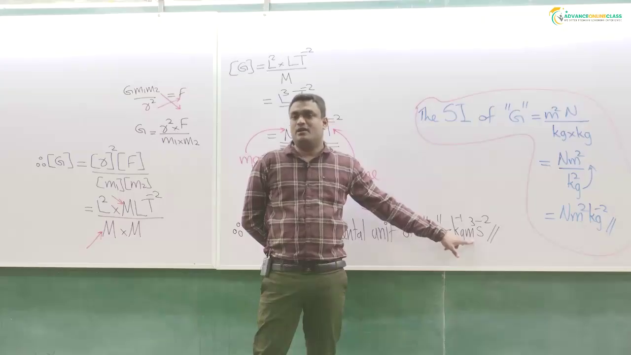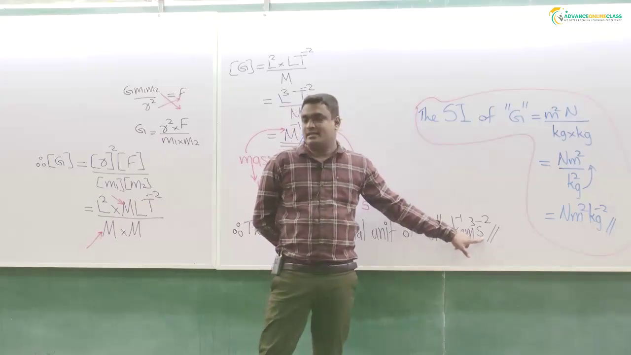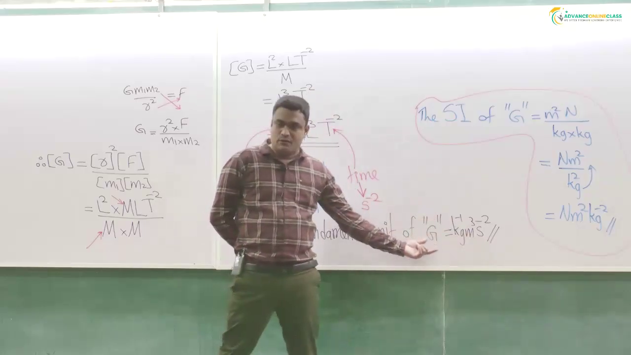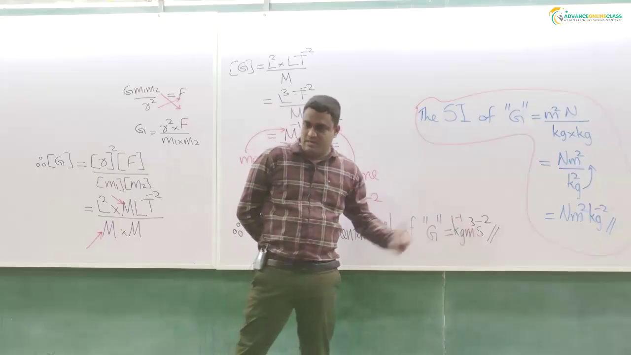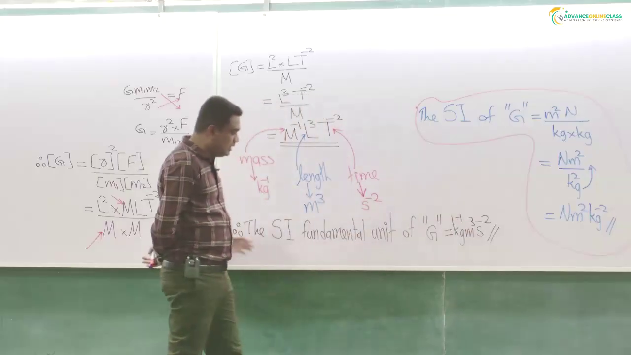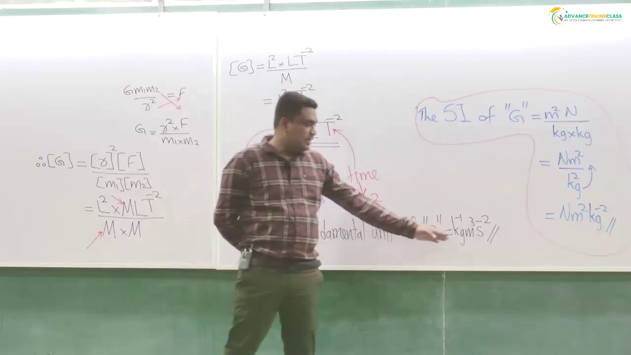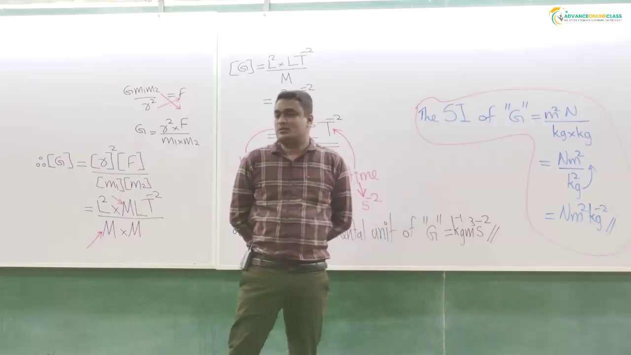Meter is the unit of length. Length is a fundamental physical quantity. Therefore, meter is a fundamental unit. Seconds is the SI unit of time. Time is a fundamental physical quantity. Therefore, seconds is a fundamental unit. So we have found the unit of capital G with fundamental units. Therefore, this is called the SI fundamental unit of capital G: per kilogram cubic meter per square seconds.